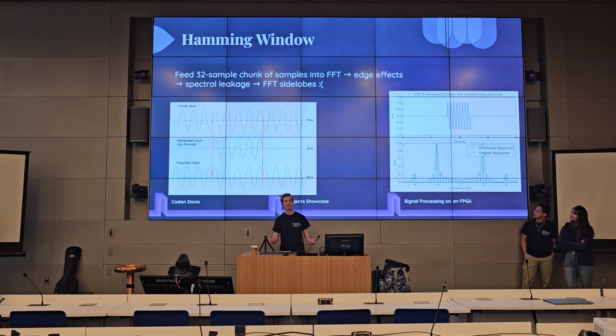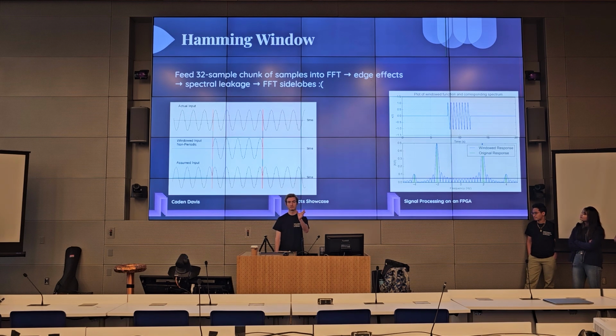So the first of these is the Hamming window. Essentially, when we do that FFT, that frequency transform, we're only doing it on a tiny, maybe 32 sample chunk coming in from our microphone, and that might give us really weird edge effects. Now, these edge effects cause something called spectral leakage.